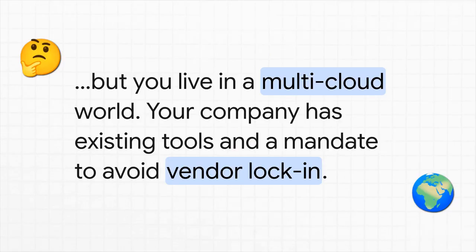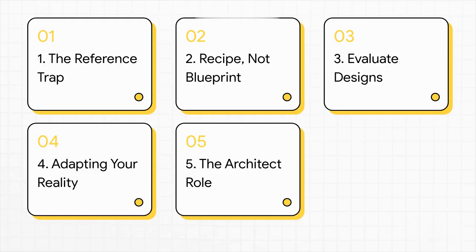Your company is already using a bunch of tools from other providers. You've got existing CI/CD pipelines, different monitoring setups, and, of course, the big one, a mandate to not get locked into a single vendor. And all of a sudden, that perfect diagram starts to look a little less perfect, doesn't it? So the big question is, how do we bridge that gap?